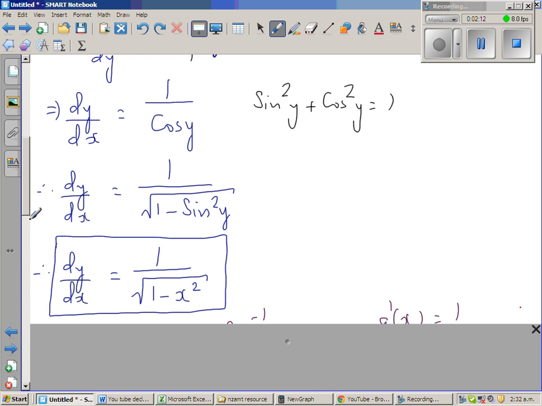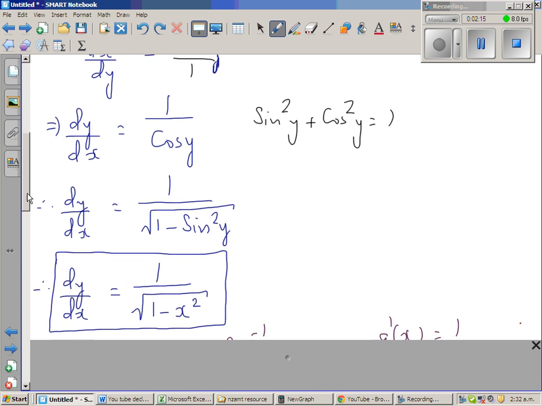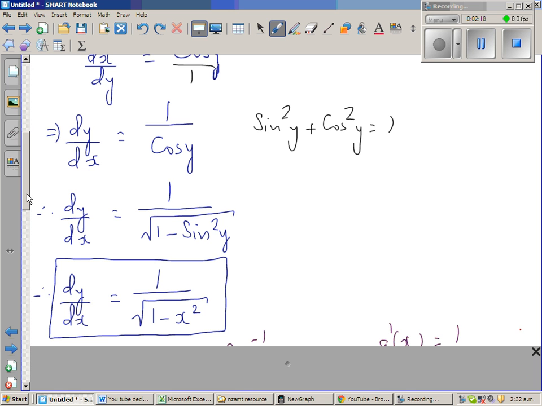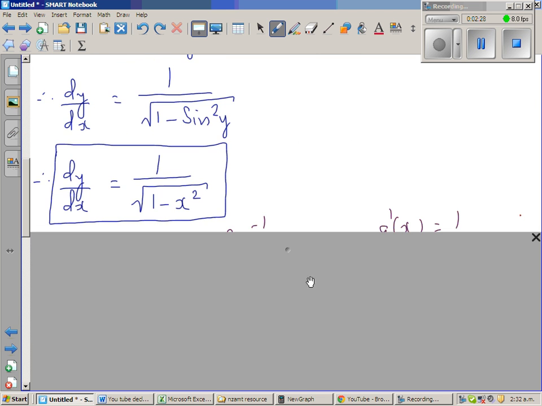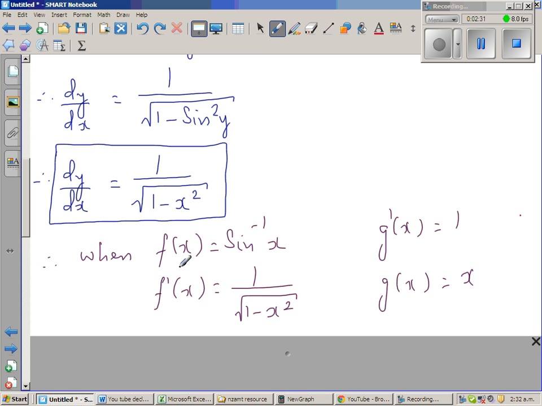So this is a good formula to remember, that the gradient or the derivative of sine inverse of x is 1 over square root of 1 minus x squared. Or also, if you integrate this, you get sine inverse of x. Okay, so I have rewritten the whole thing again. If f of x is sine inverse of x, f dash x is 1 over square root of 1 minus x squared, and if g dash x is 1, g of x is x, or conversely, if g of x is x, g dash x would be 1.